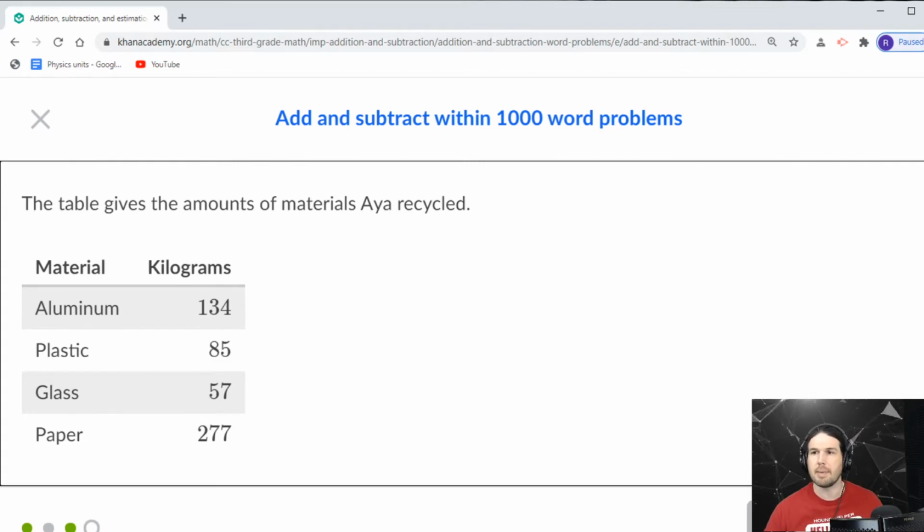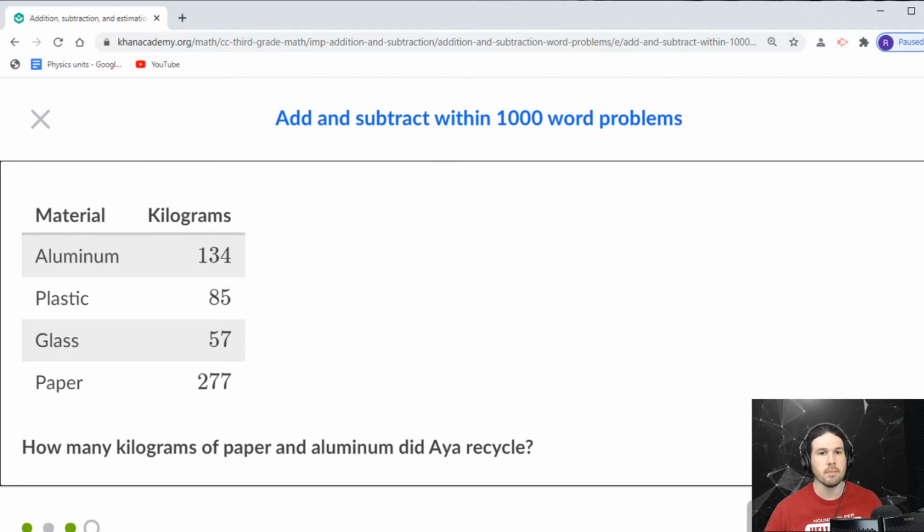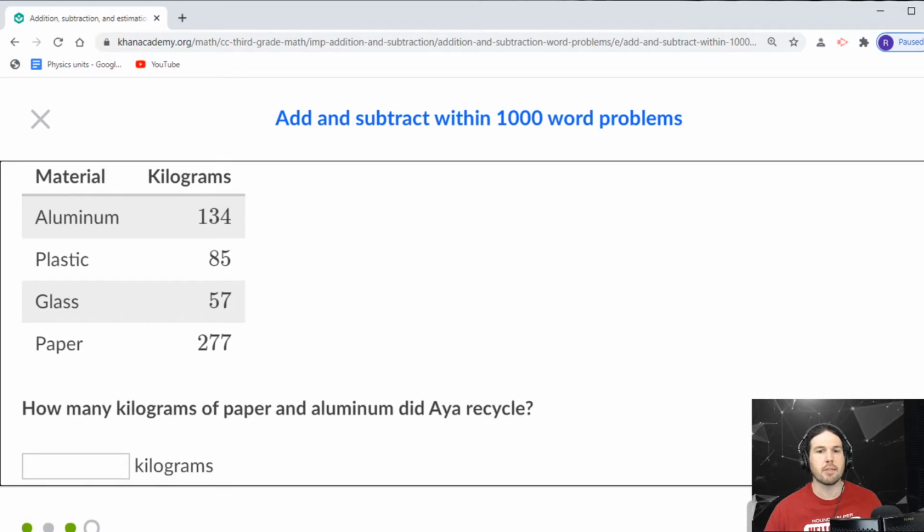We've got some recycling materials. How many kilograms of paper and aluminum did Aya recycle? And is usually plus. Again, I keep having to qualify this because it's not always, right? And usually means plus. In this case, it definitely does.